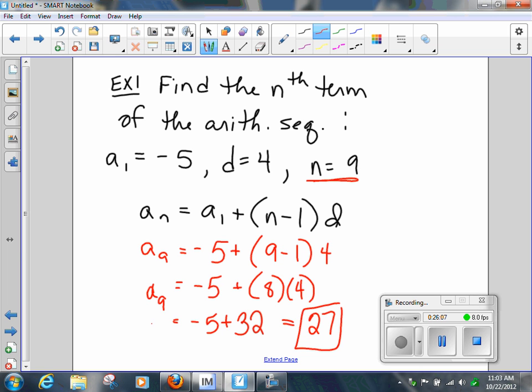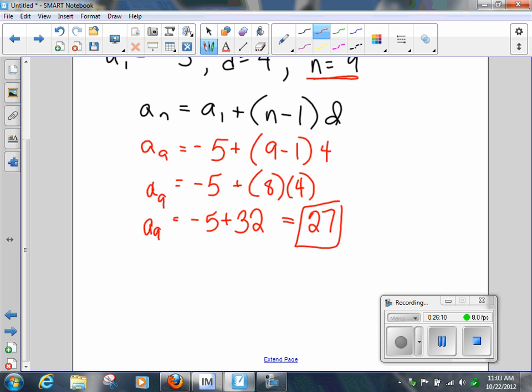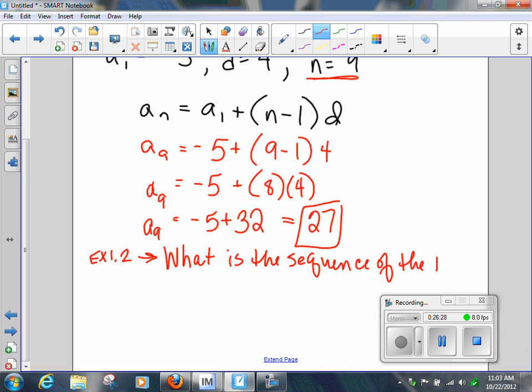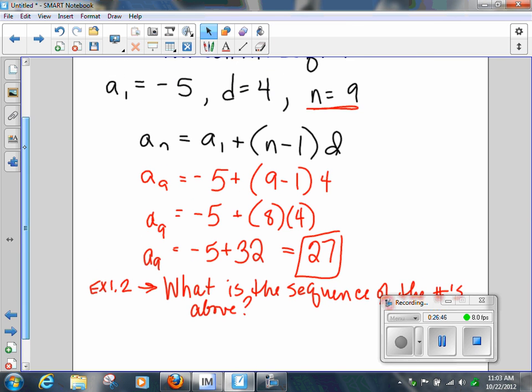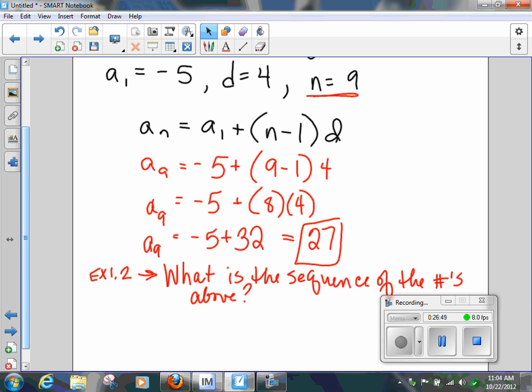Let's think about it because you're thinking forward, and that's good. What if I were to extend that problem? So we'll call this example 1.2. What is the sequence of the numbers above? What if you started with example 1 and then you were asked, what's that whole sequence of numbers? Where would I even start?